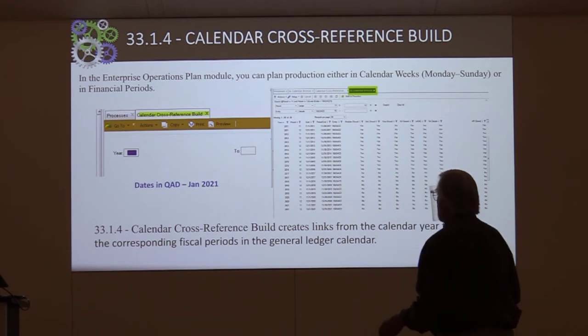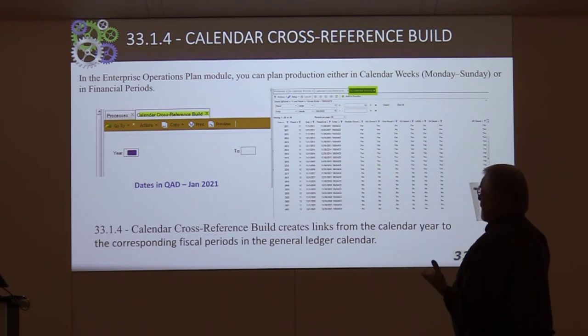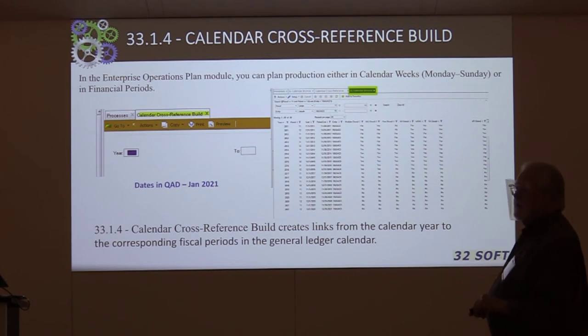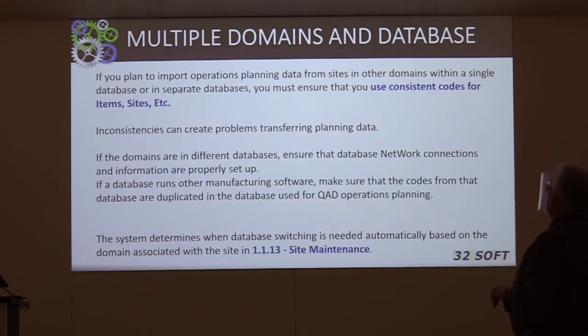So you need to run this at least every week or so to take the dates out of the sales and operations planning and marry them up with the financial periods that you've got in the general ledger.